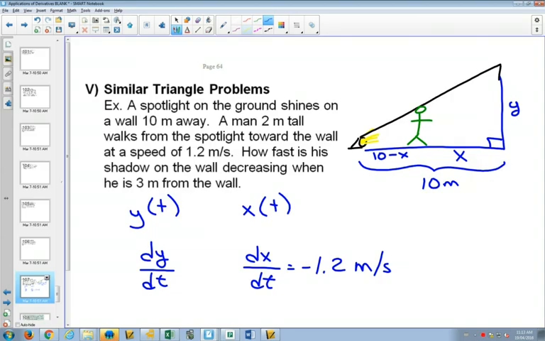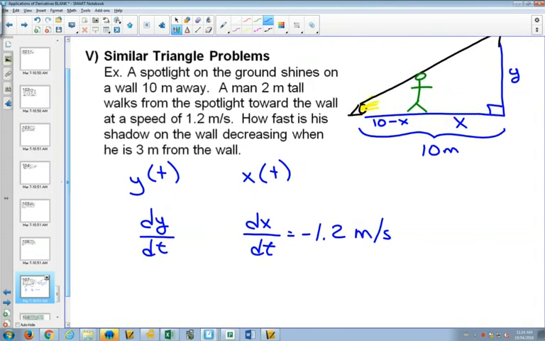So the setup of this really gets you thinking and trying to figure out what's going on. Now that we've got dy/dt and dx/dt, we need to come up with an equation that relates these. So in a similar triangle problem like this one, can you see that the triangle that's made with the 10 minus x and the man is a similar triangle to the entire triangle that's there? The angles will all be the same because they'll share the angle at the spotlight. They both have 90-degree angles, and so the other angle would be the same as well. So if they're similar triangles, ratios are the same.